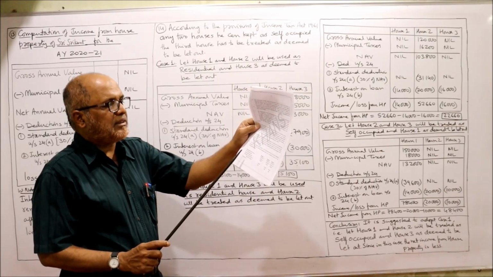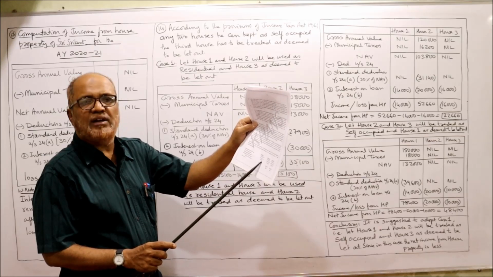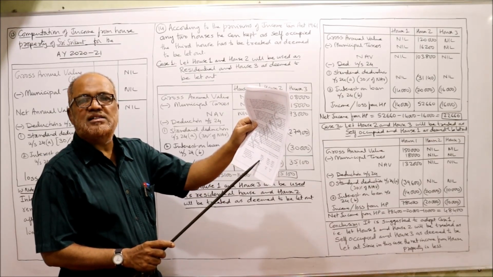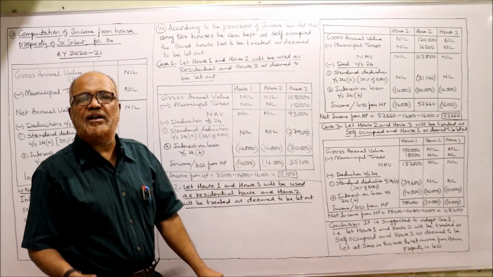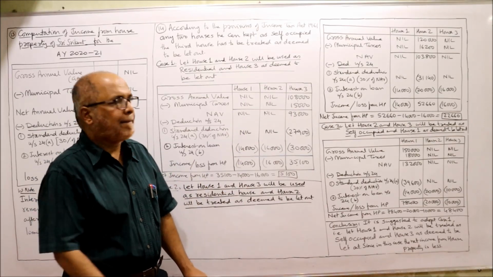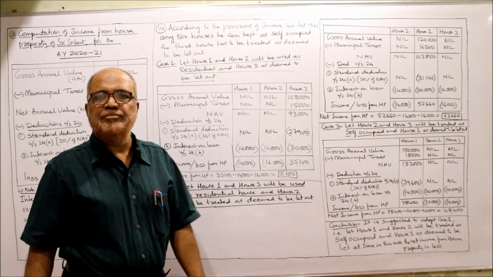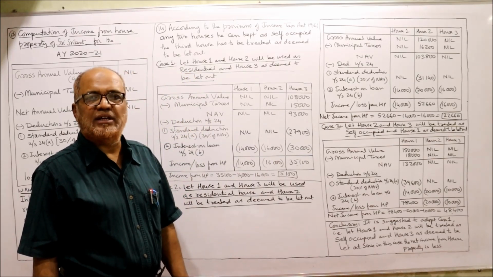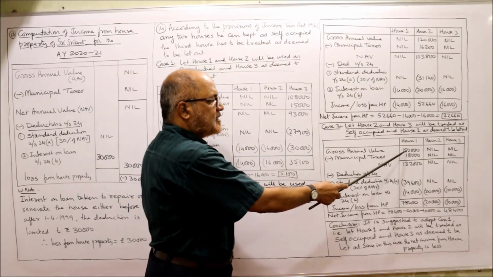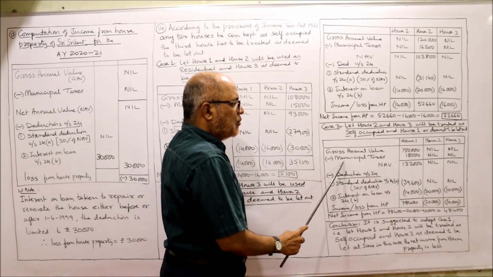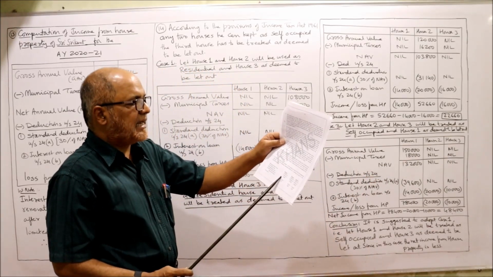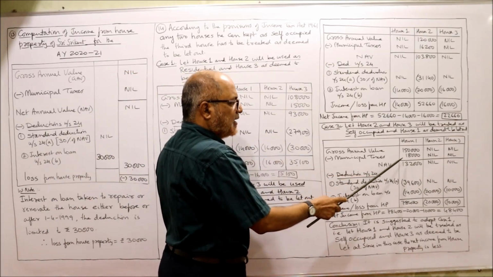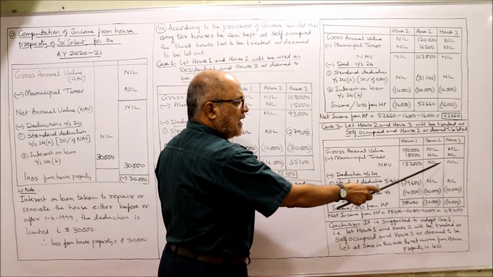MRV 10,000 per month, FRV 12,500 per month. Whichever is higher. FRV 12,500 is higher. So 12,500 into 12 for 1 year, it will become 1,50,000. So 1,50,000 is the GAV. Second house and third house nil. Municipal taxes for the first house is 18,000. So minus 18,000. Nil, nil. So NAV 1,32,000, nil, nil.